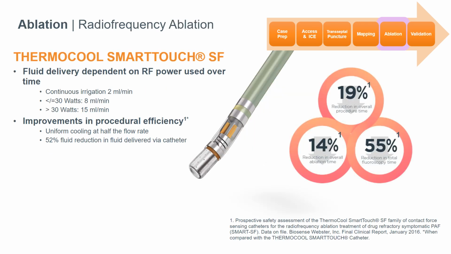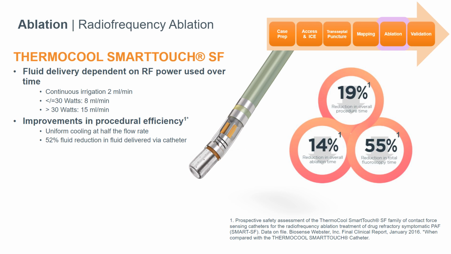The ThermoCool Smart Touch SF catheter's porous tip design enables maximum cooling efficiency with half the flow rate of the ThermoCool Smart Touch catheter. Once the catheter has been flushed and placed in the heart, it will continue to deliver a minimum irrigation of 2 milliliters per minute.